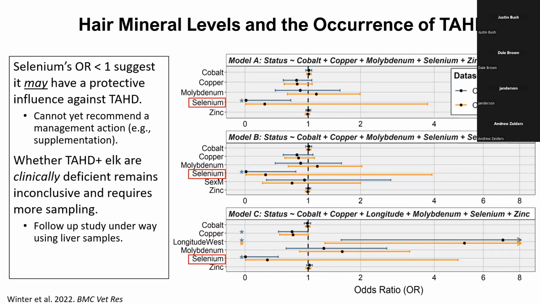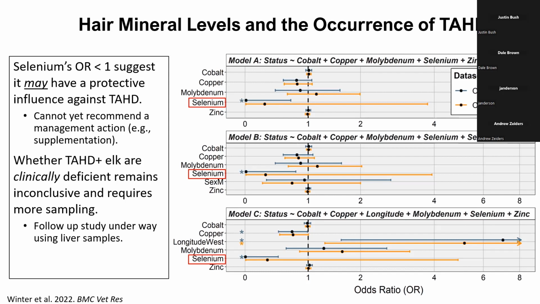Generally, if you're going to look at mineral status in an animal, you like to look at an organ like a liver. But what we do have with those feet that were submitted for diagnostics is hair. So we clipped the hair and ran mineral analyses on that. And then we did multiple regression models to look at some of the different minerals to tell us if any of them were associated with the occurrence of TAD or were protective, if you will.